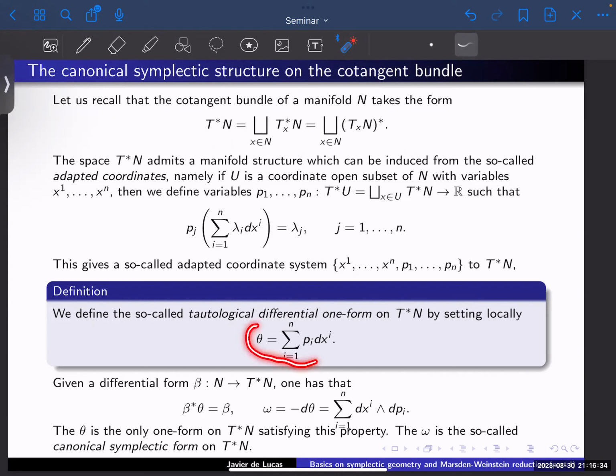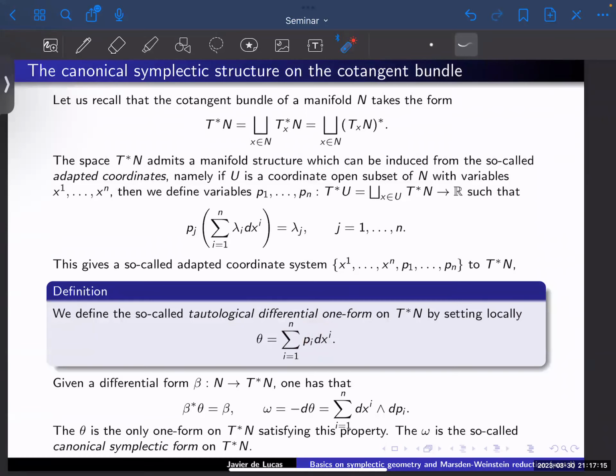Firstly, I described the existence of a certain one form that is called the tautological differential one form on the cotangent bundle, theta. And I commented that even if I use certain adapted coordinates to define this theta, if you use another set of adapted coordinates, you will get exactly the same differential form. I mean that this differential form is independent of the set of adapted coordinates you use to define it.